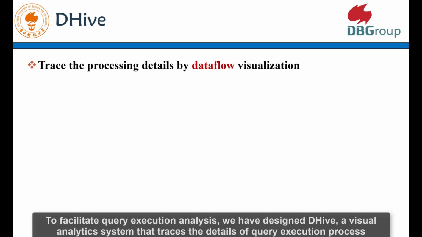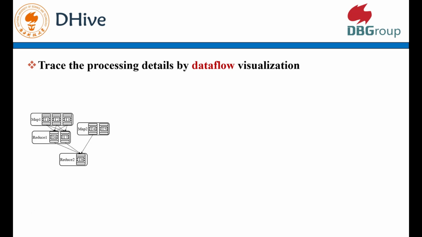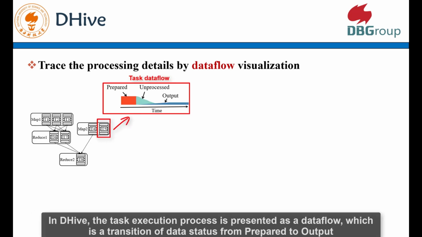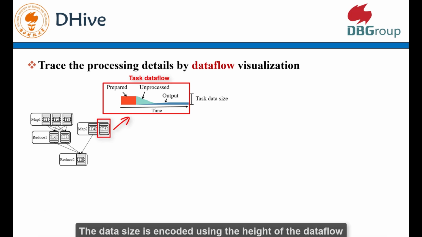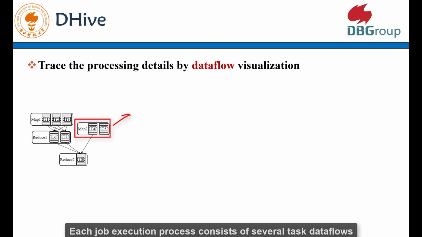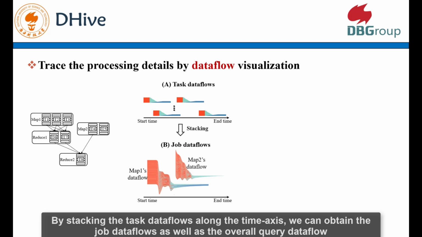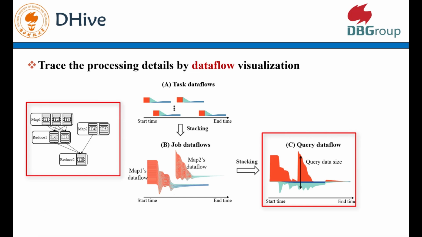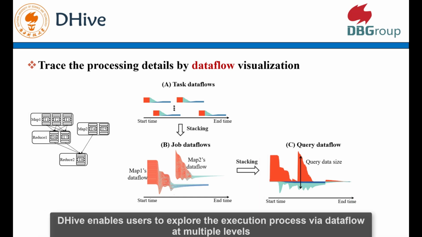To facilitate query execution analysis, we have designed dHive, a visual analytics system that traces the details of the query execution process. In dHive, the task execution process is presented as a data flow, which is a transition of data status from prepared to output. The data size is encoded using the height of the data flow. Each job execution process consists of several task data flows. By stacking the task data flows along the time axis, we can obtain the job data flows as well as the overall query data flow. dHive enables users to explore the execution process via data flow at multiple levels.